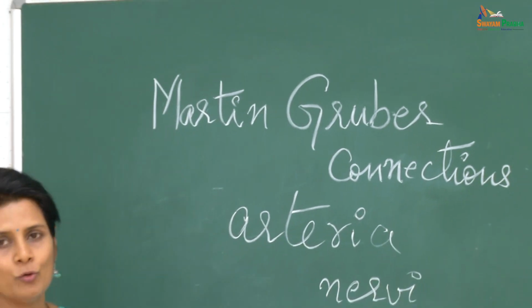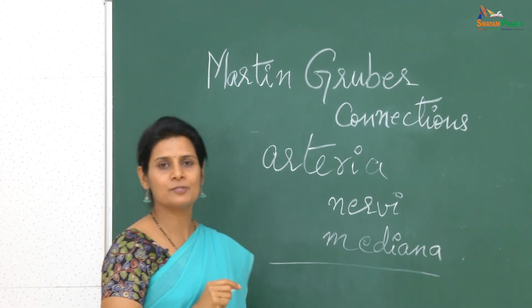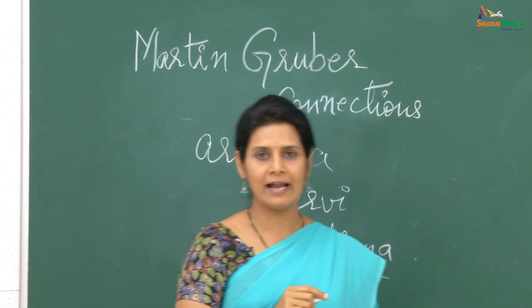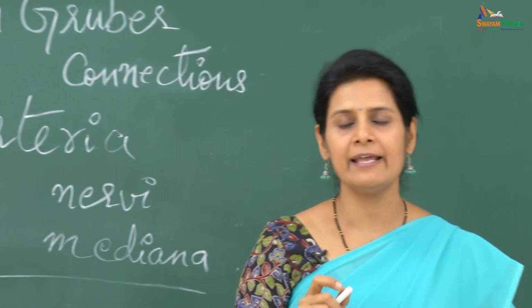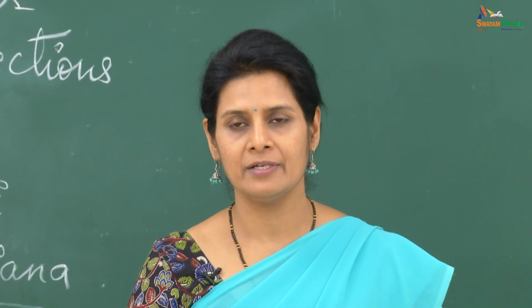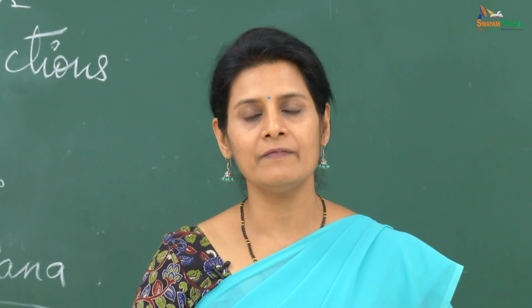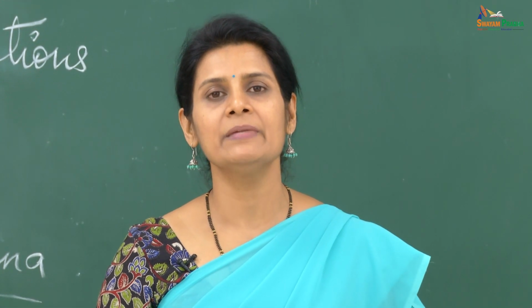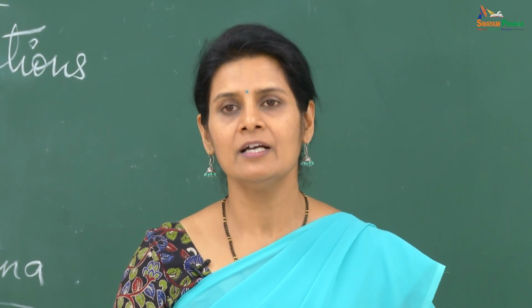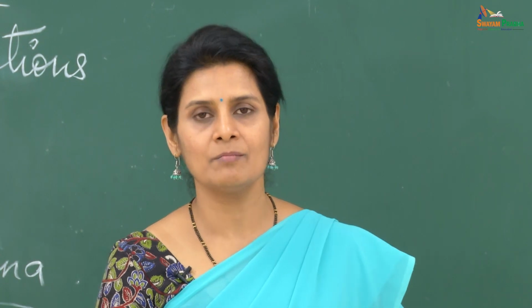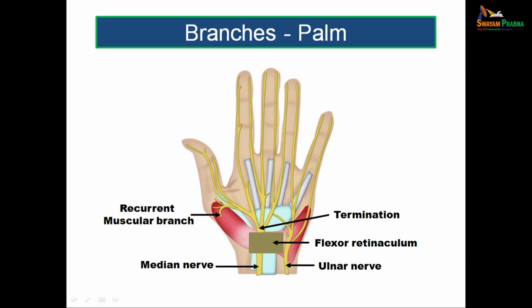These Martin-Gruber connections are communications between the median nerve and ulnar nerve. They exist in the forearm, and what happens is the nerve fibers which pass from the median nerve to the ulnar nerve go and supply various other muscles. So, there can be an enigma of deformity resulting when there is an injury to median nerve.